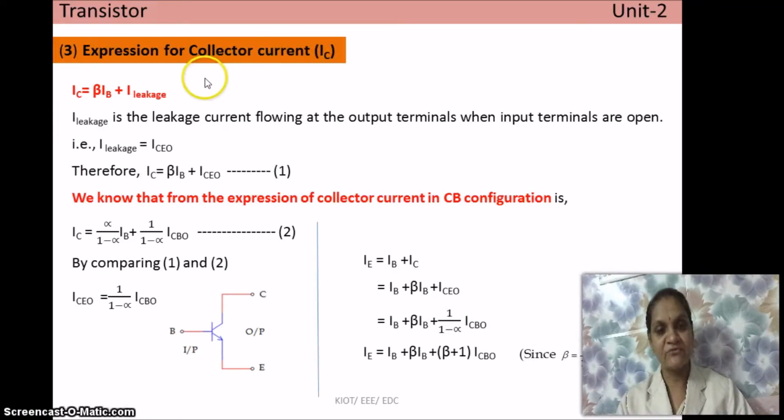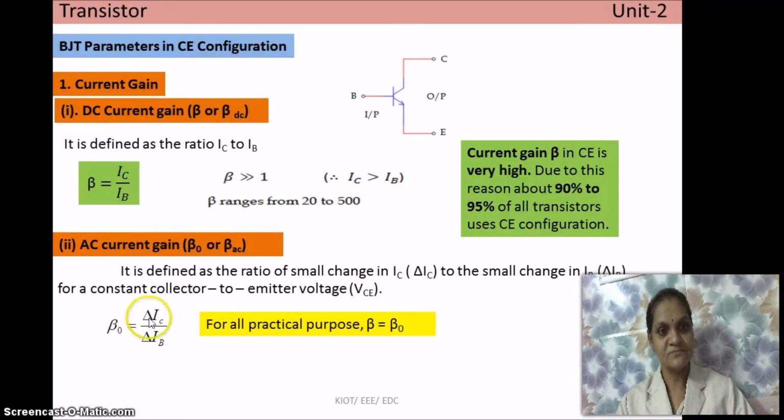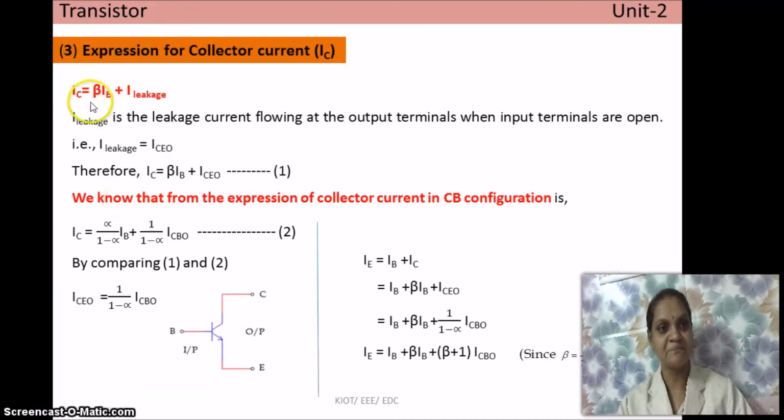As I already informed you, the collector has 2 components of current. One is with respect to the current gain parameter beta, and another one is leakage current. You know the current gain beta is equal to IC by IB. From this, IC can be written as beta into IB. So beta into IB is the first term. And the second one is, as usual, leakage current. This is due to minority charge carriers because of the reverse biased junction in the transistor.